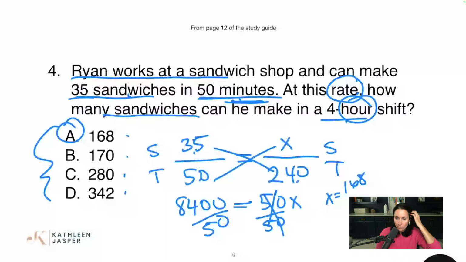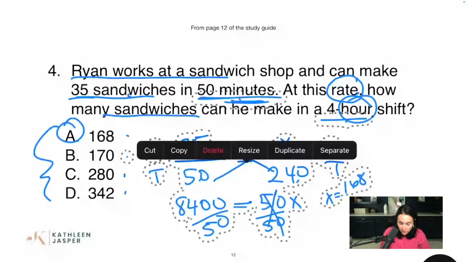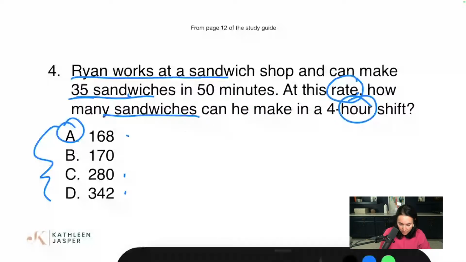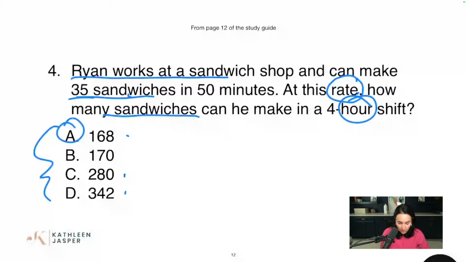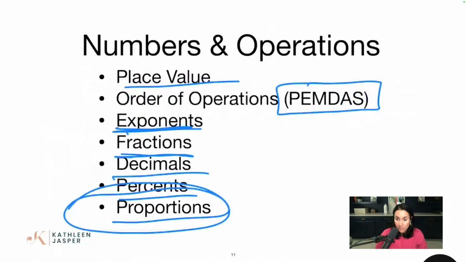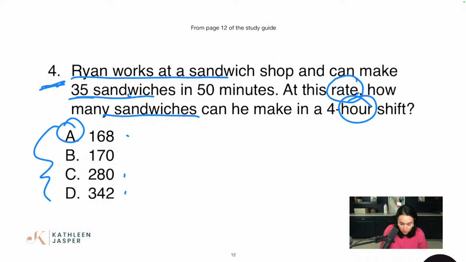Or similar triangles. You might have something like this. Let me just show you. Because proportions, this is why you can't try to memorize test questions, guys. This right here assesses numbers and operations, right? So they might do it with a word problem. They might do it with similar triangles here. They might do it like this.